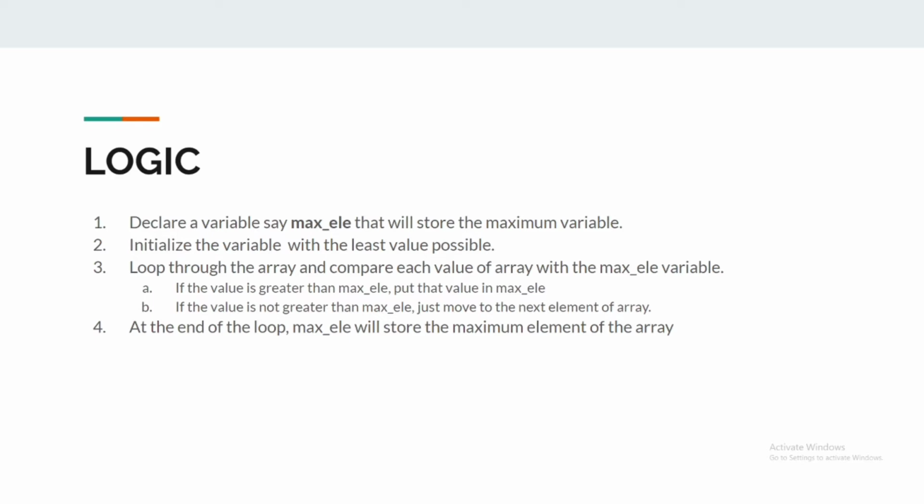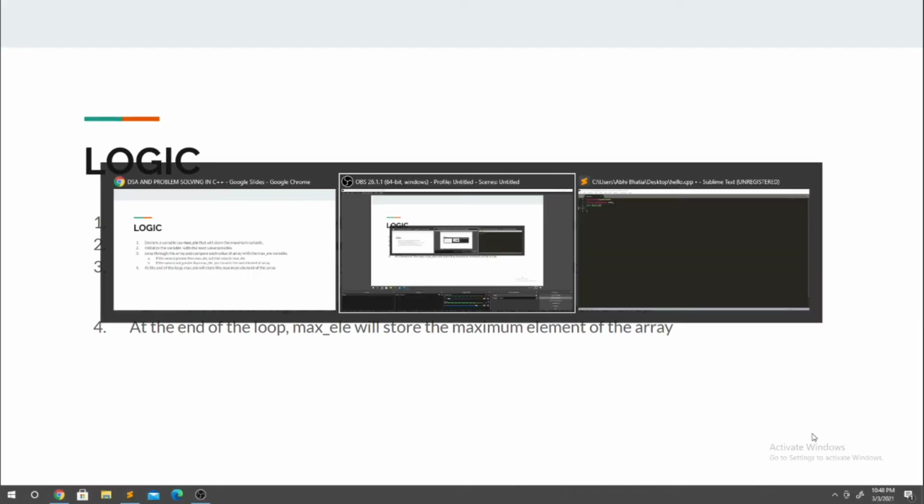We have created a variable. Now what we'll do is loop through the array from the start till the end and compare our max_ele with each one of them. If any value in the array is greater than max_ele, we will update max_ele with that particular value. And if the value of the element of the array is smaller than max_ele, we will do nothing. And by the end of the array, the maximum value from the array will be stored in the max_ele variable, right? So I hope the logic is clear.